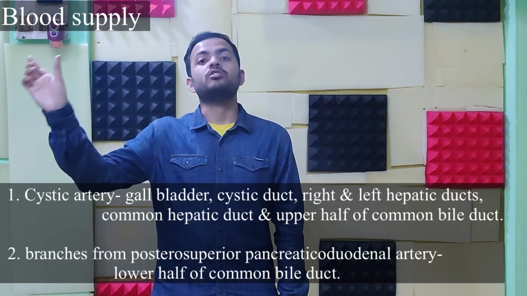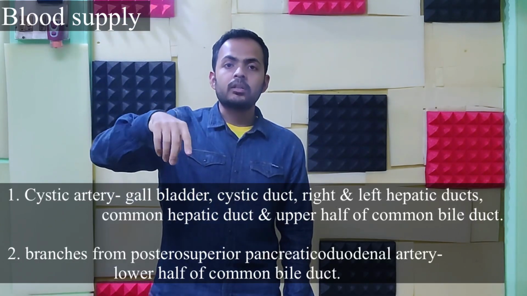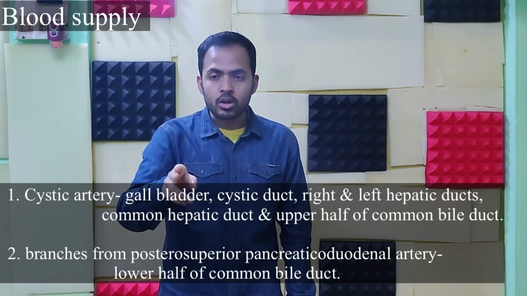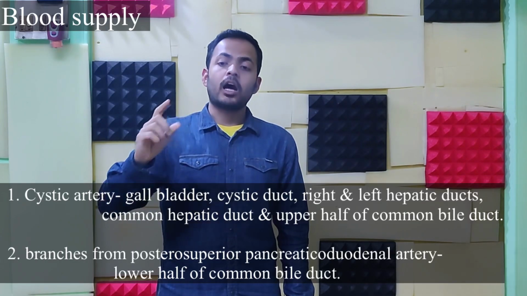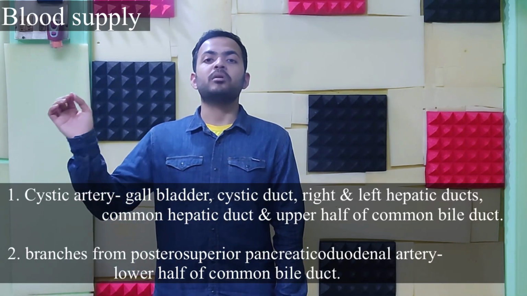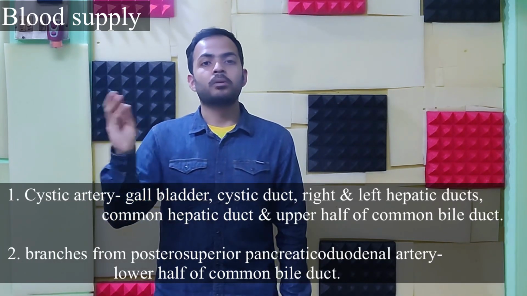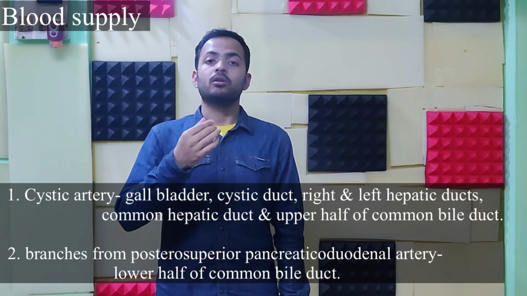In the blood supply, first of all you're going to get the cystic artery, which supplies the gallbladder, cystic duct, right hepatic duct, left hepatic duct, common hepatic duct, and the upper half of the bile duct. Second of all, you're going to get some branches coming from the posterior superior pancreaticoduodenal artery, which supplies the lower half of the common bile duct.